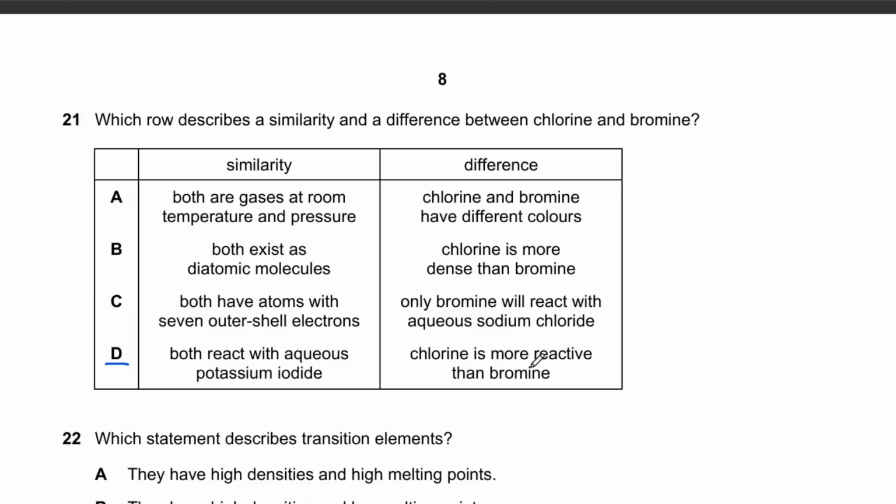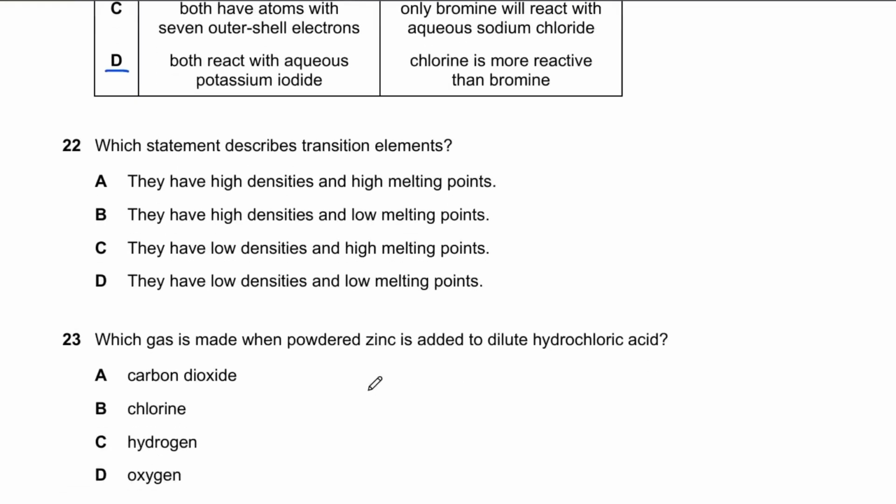Chlorine is more reactive than bromine, because chlorine is above bromine in the periodic table, and we say that their reactivity decreases down the group. So the answer is D. Question 22. Which statement describes transition element? So we are looking at transition element. Properties of transition element: they have high density, they have high melting point. So our correct answer is A.